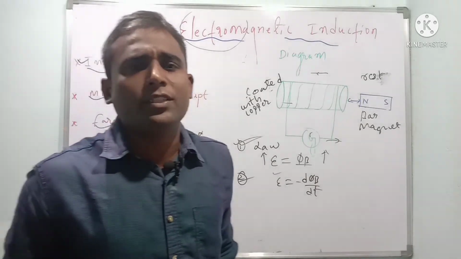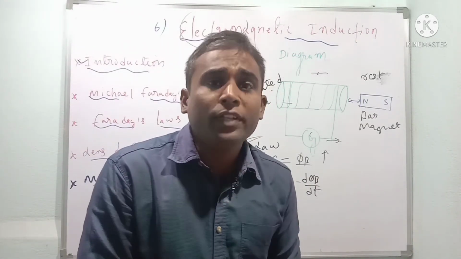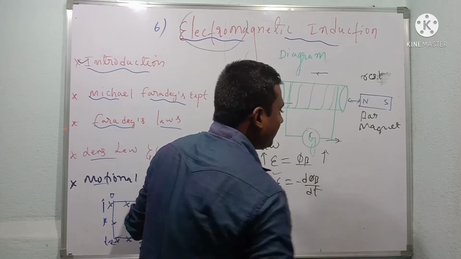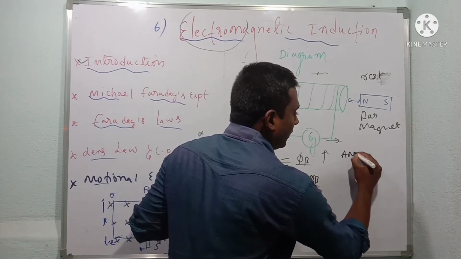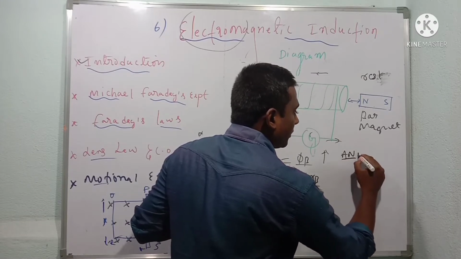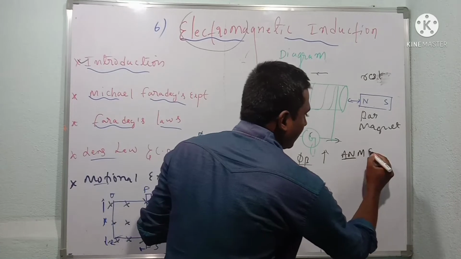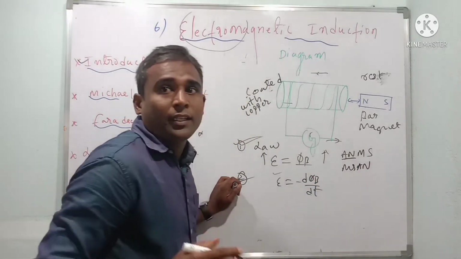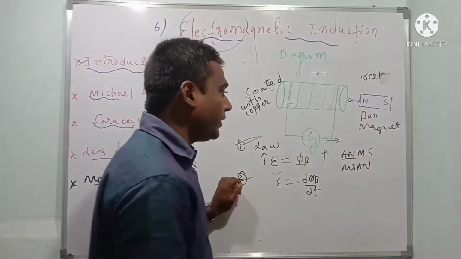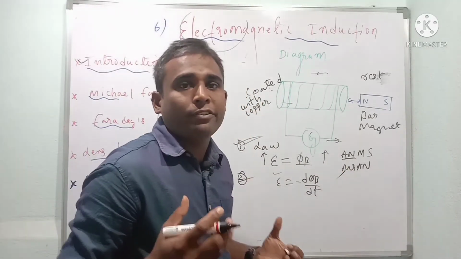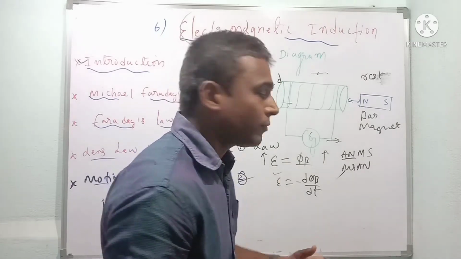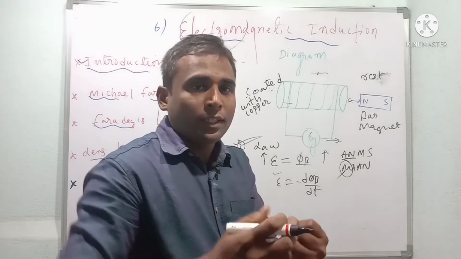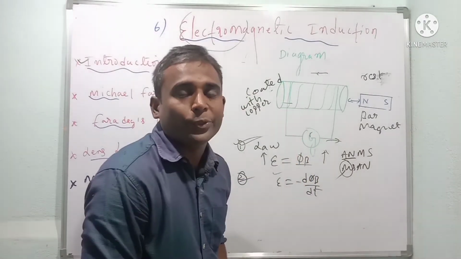he concluded some observations, a very important point for examination. How could we increase EMF in the conductor? Dear students, a very simple point. I have made it very simple. We can remember that very easily. MSN. So what is MSN? M means magnetic field. So if I increase the strength of the magnet, that is going to increase the electromotive force.